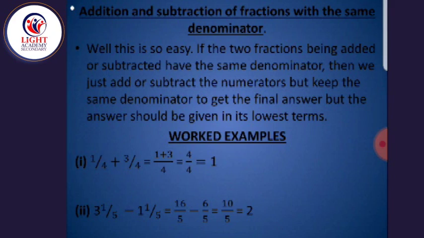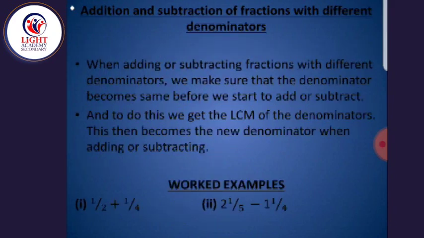In Roman 2, we are going to subtract mixed fractions, but still with the same denominators. So here we go. 3 whole numbers, 1 out of 5, minus 1 whole number, 1 out of 5. First things first, convert the mixed fractions into improper fractions, and then we shall get 16 out of 5 minus 6 out of 5. With the same denominator still, we subtract the numerators, and we shall end up getting 10 out of 5, which can be simplified as 2.